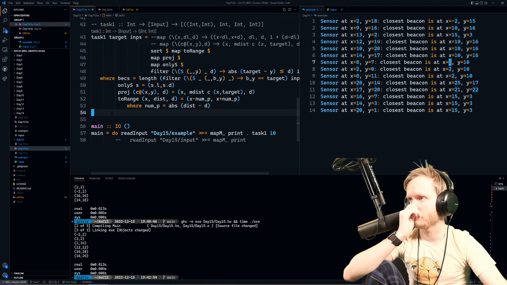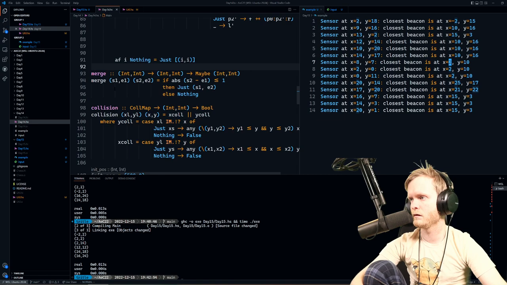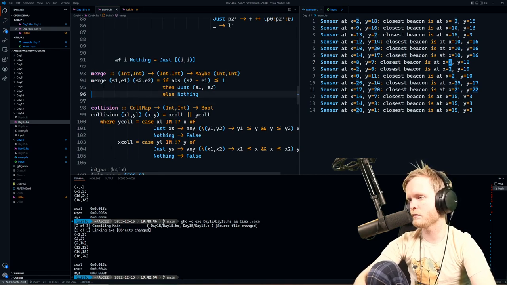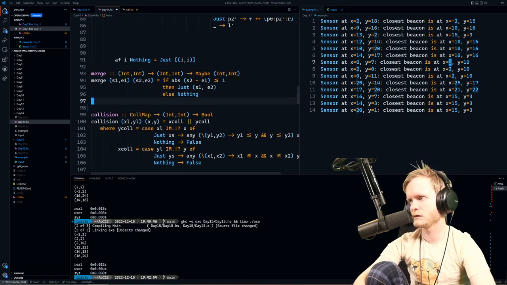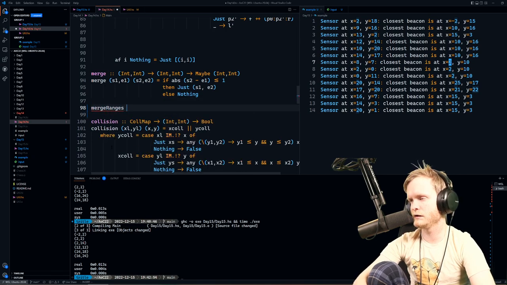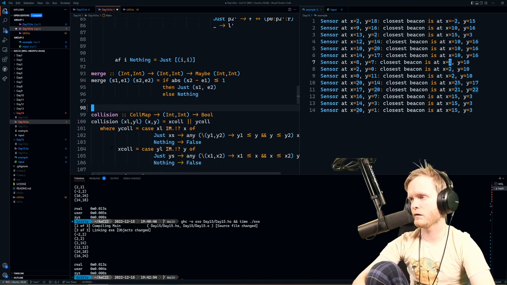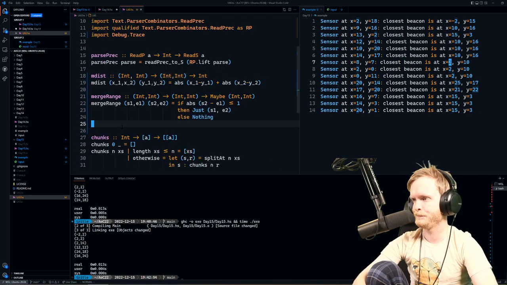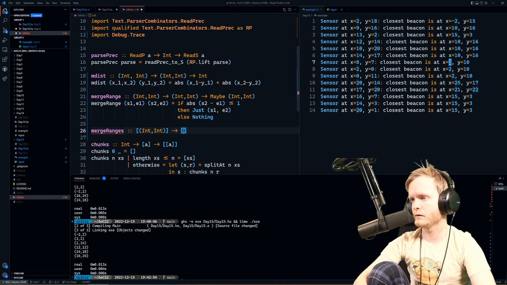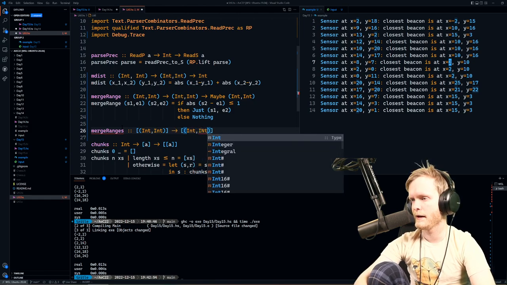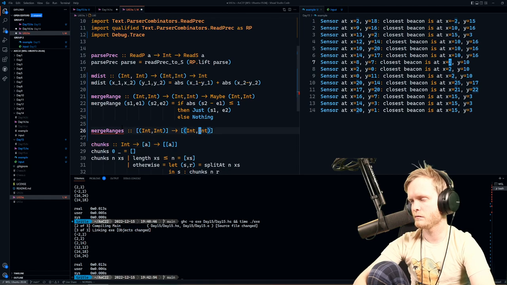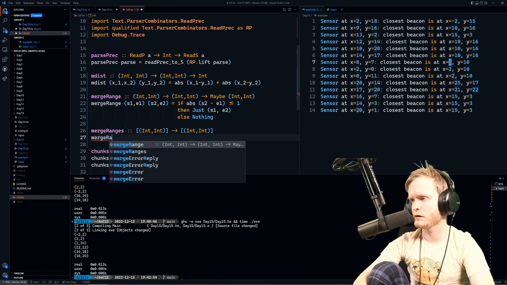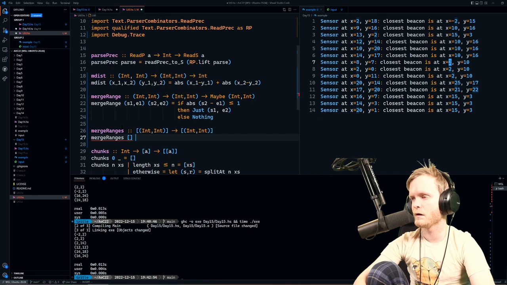Okay, and now we do a... So if we do merge a list of sorted ranges, merge ranges. Okay, we do this in util. Merge ranges into int. So we assume it's sorted. Merge ranges equal. So cannot.